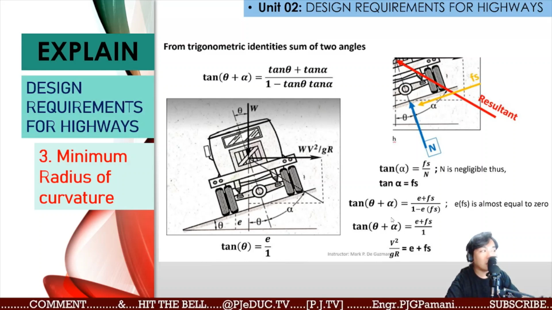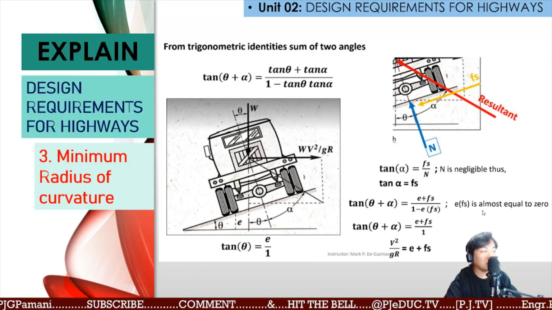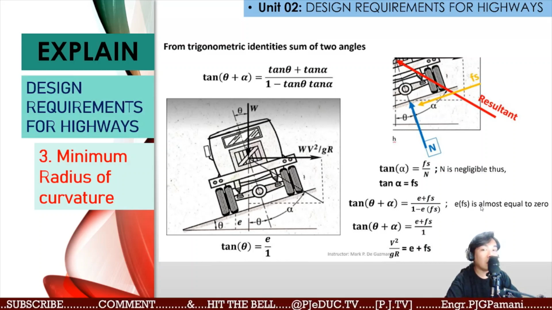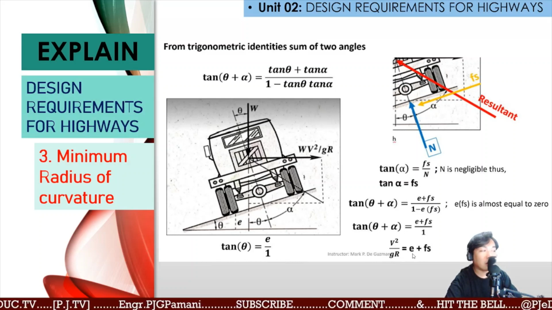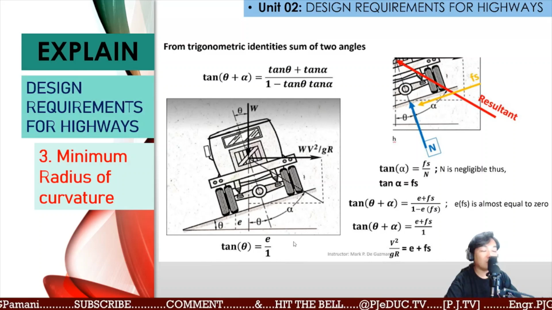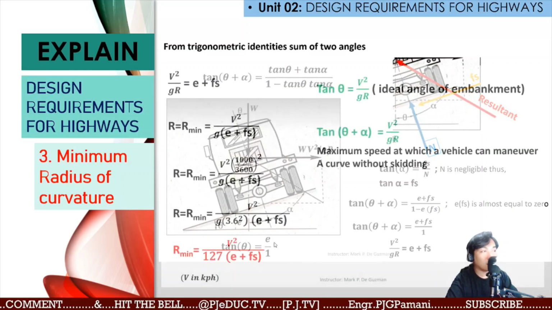Negligible yung ating normal force. Then, tangent theta plus alpha is the super elevation E plus Fs over 1 minus E times Fs. E times Fs is almost equal to 0. So, never mind. So, tangent alpha plus theta is E plus Fs over 1, where V squared over GR gives us E plus Fs. The tangent theta is now computed as the super elevation specified on the design over 1.